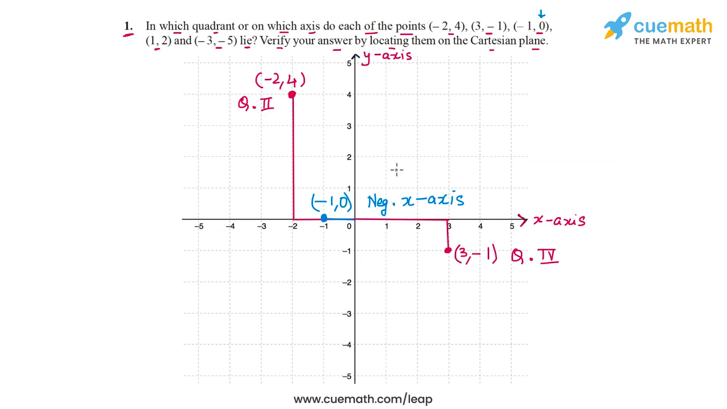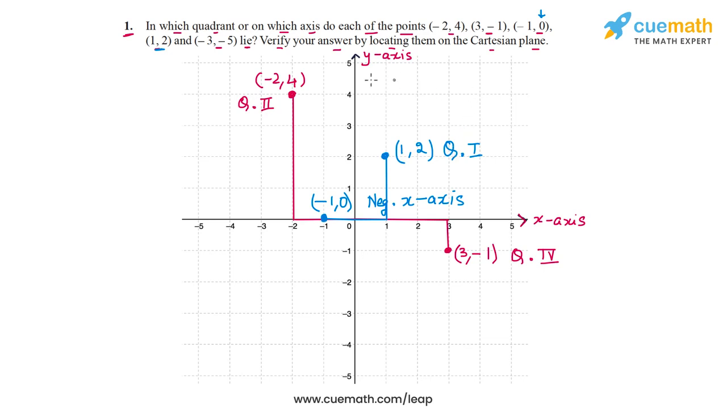Then the fourth point is (1, 2), and to get to (1, 2) we will go 1 unit in the x direction and then 2 units in the y direction. So we reach this point. So this point is the point (1, 2), and we see that this lies in quadrant number 1, the first quadrant.